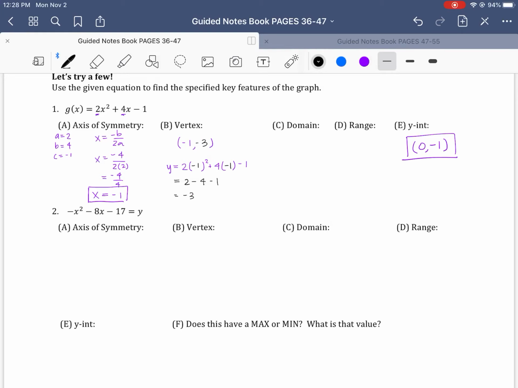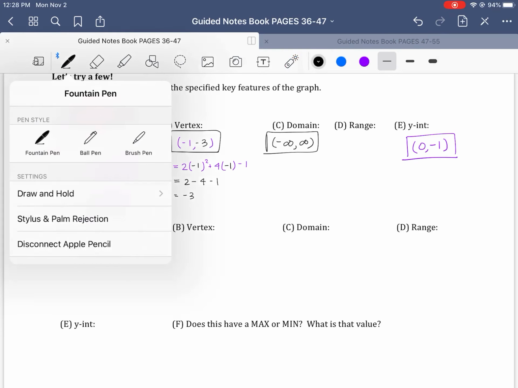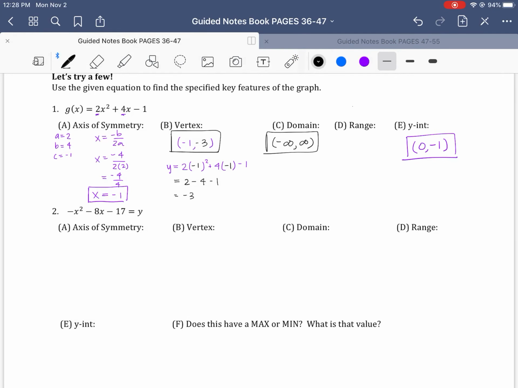So we put that up here in our vertex, and we know that that's going to be the vertex there. Again, the domain, -infinity to infinity. All real numbers there. And then the range, remember we look to see if it's opening up or down. So we look out front, it looks like it's a +2. So this is going to be opening up. So our range is going to go up to infinity, and it comes from the y value of the vertex. So we just found that that was -3. And there's our key features.